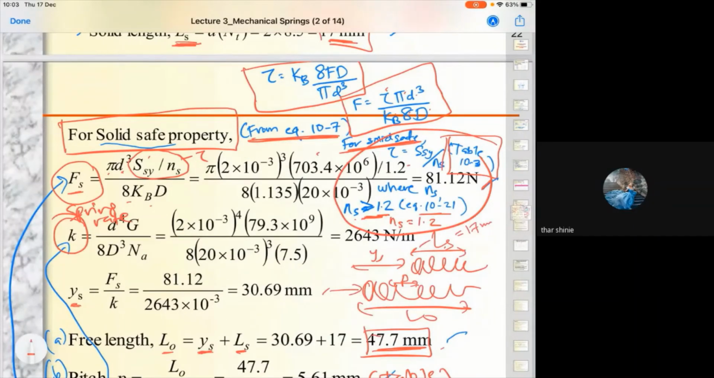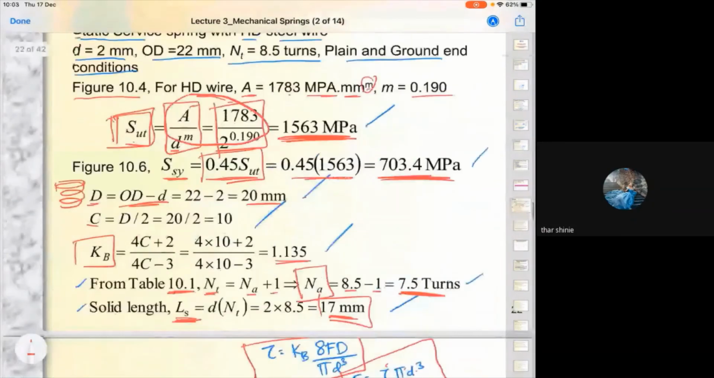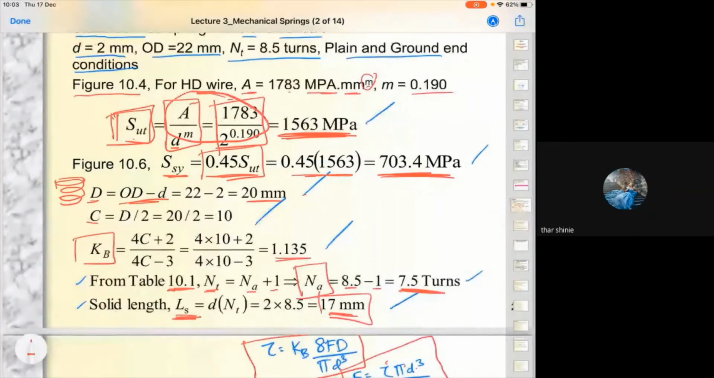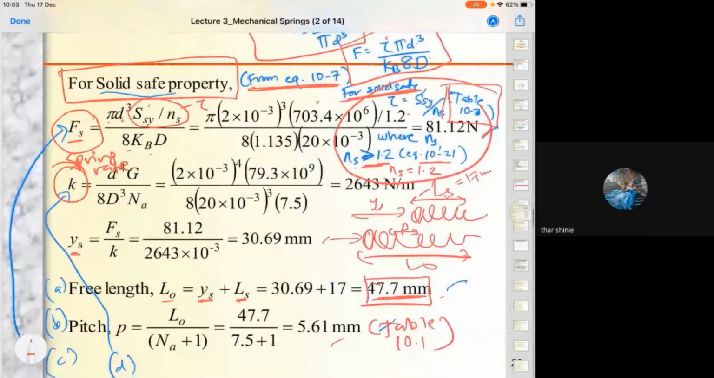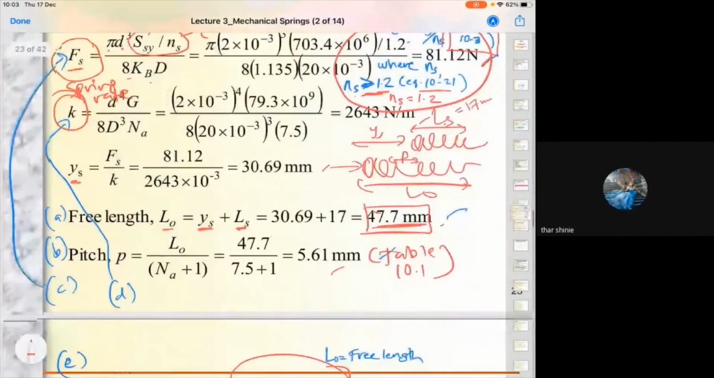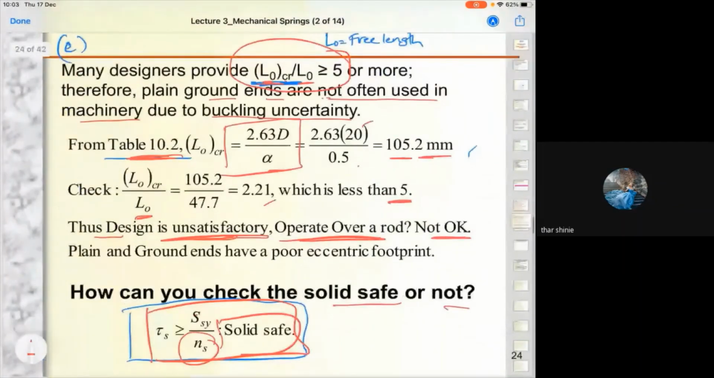So if you don't know your value NS factor of safety, definitely you have to come out with your torsional yield strength and shear stress. So shear stress ataupun apa nama ni torsional strength can be calculated from the equations in the given, and then you can get the factor of safety lah. Factor of safety for the solid height, solid length. Okay.